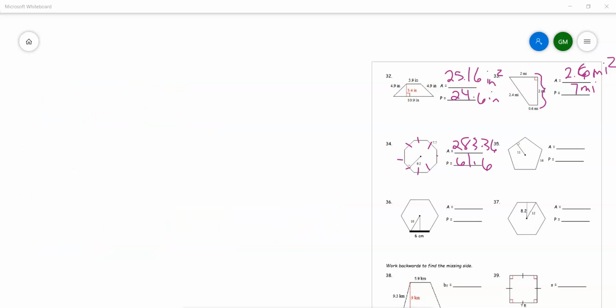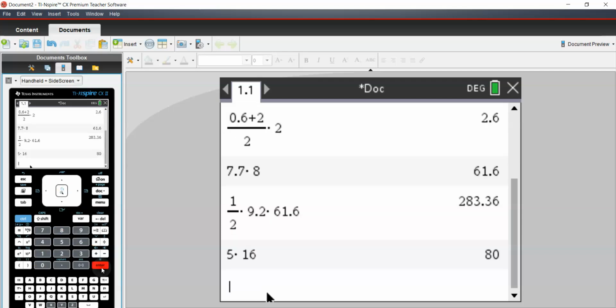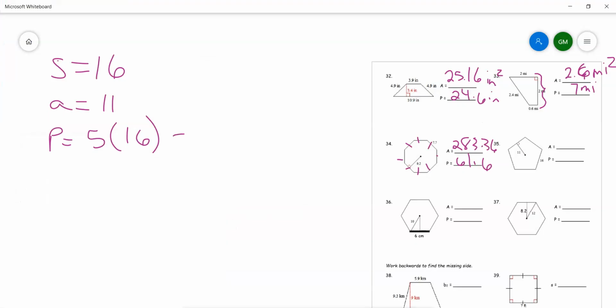All right, number 35, we have a regular pentagon with a side length of 16 and an apothem of 11. So first we need to find the perimeter. Now there's 5 sides times 16 for the side length. So 5 times 16 is going to be 80. So the perimeter is 80.